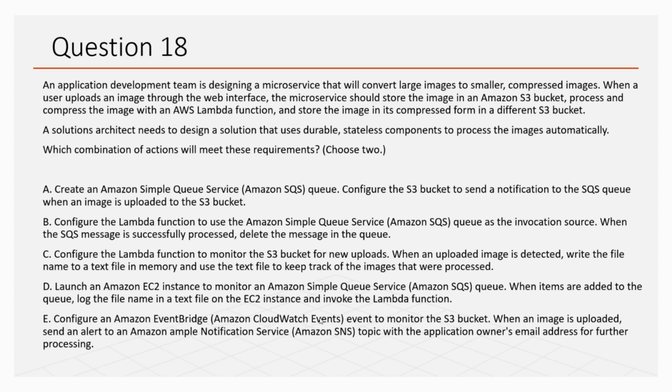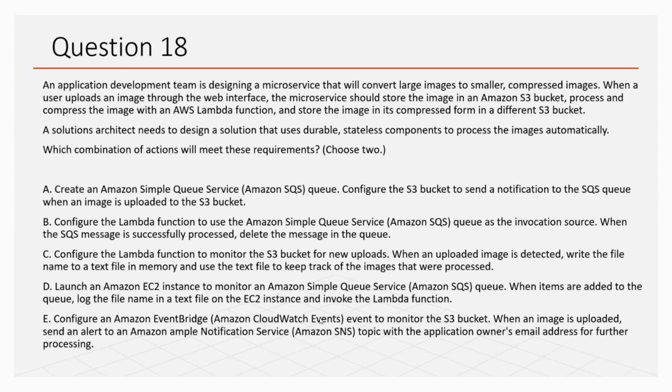And the options are A, create an Amazon Simple Queue Service queue. Configure the S3 bucket to send a notification to the SQS queue when an image is uploaded to the S3 bucket. Option B, configure the Lambda function to use the SQS queue as the invocation source. When the SQS message is successfully processed, delete the message in the queue. And option C is configure the Lambda function to monitor the S3 bucket for new uploads. When an uploaded image is detected, write the file name to a text file in memory and use the text file to keep track of the images that were processed.